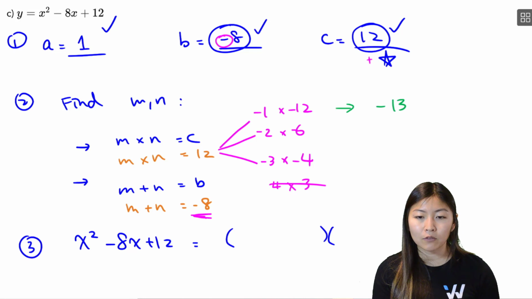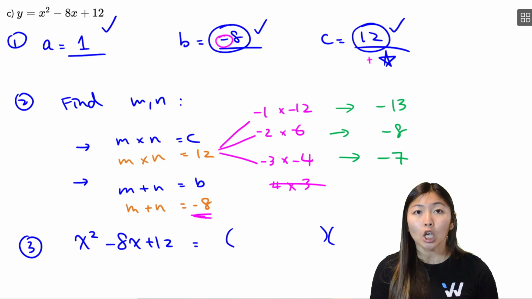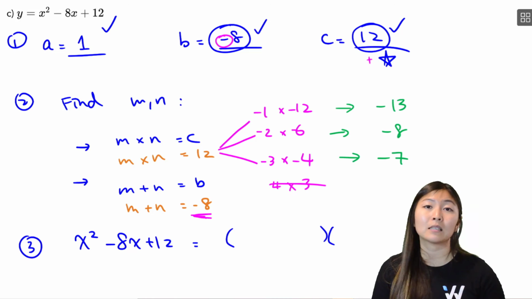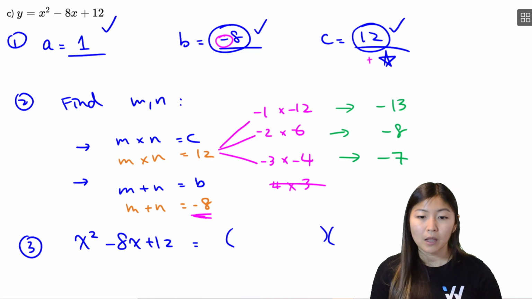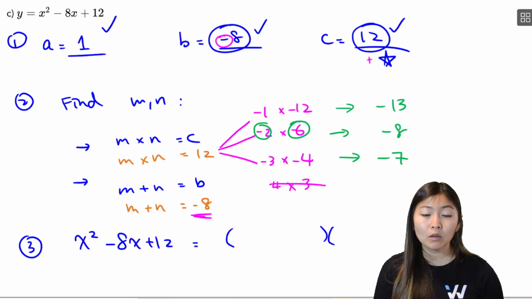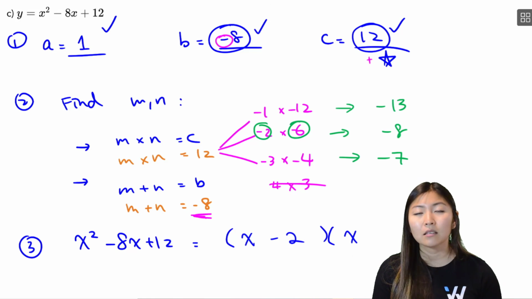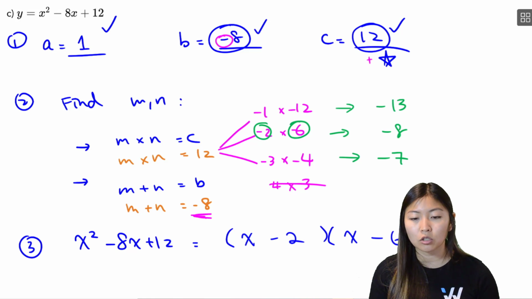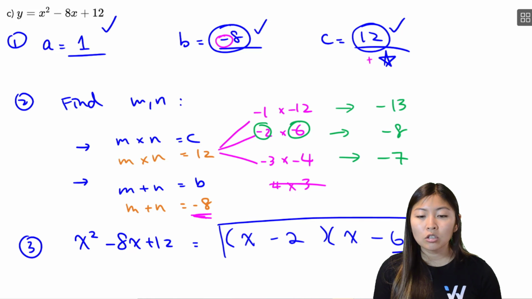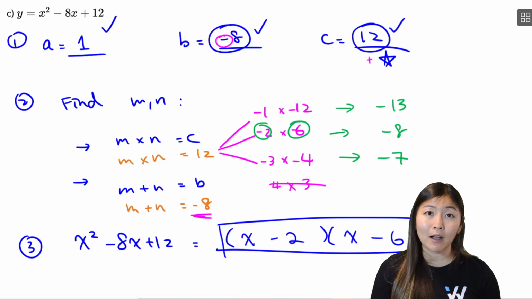This one adds up to negative 13. This one adds up to negative 8. This one adds up to negative 7. You will always be able to find one that adds up to the negative 8, exactly one of them. So our numbers here are negative 2 and negative 6. So all I have to do is plop them in my bracket now. I have x plus m, which is negative 2, x plus n, which is plus negative 6, which is just minus 6. So x minus 2 times x minus 6 is our factored form.